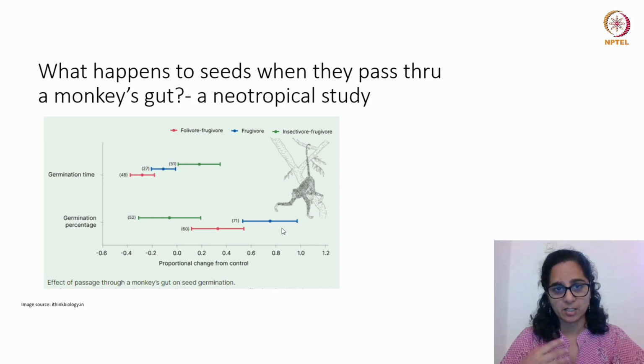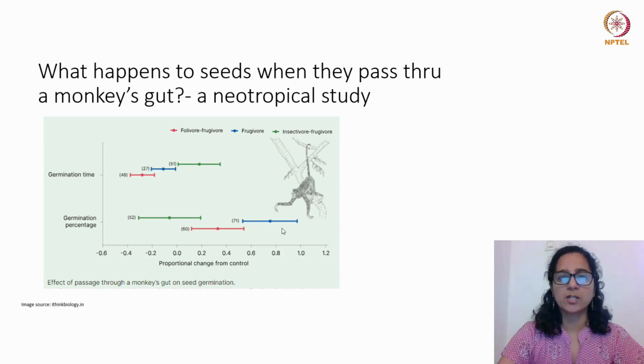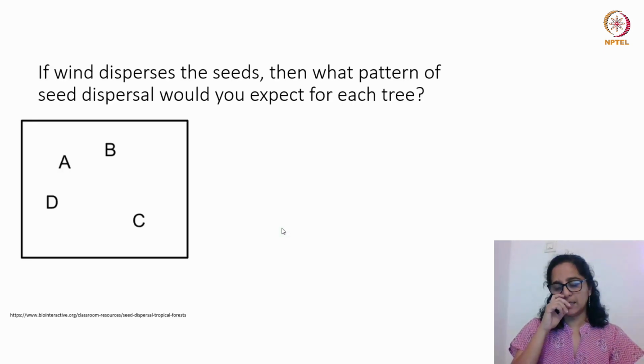whereas germination time itself was lesser than control. So this is how seed germination studies and seed dispersal studies are carried out when you actually do research. Okay, so now let's think about what happens.